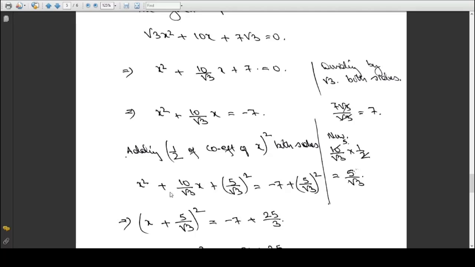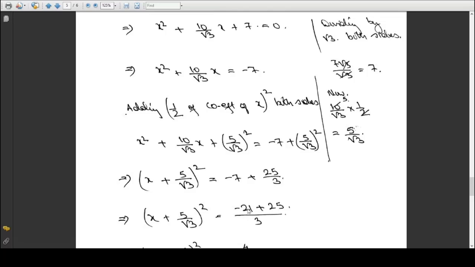Okay, now on the next step, this left hand side should be in the form of a plus b whole square, because a square plus twice a b plus b square is a plus b whole square. A is x and b is 5 by root 3. Okay, x plus 5 by root 3 whole square is equal to minus 7, plus 5 square is 25, root 3 square is 3.